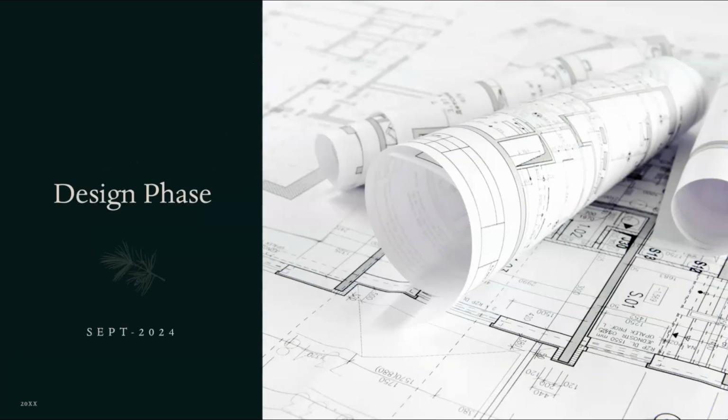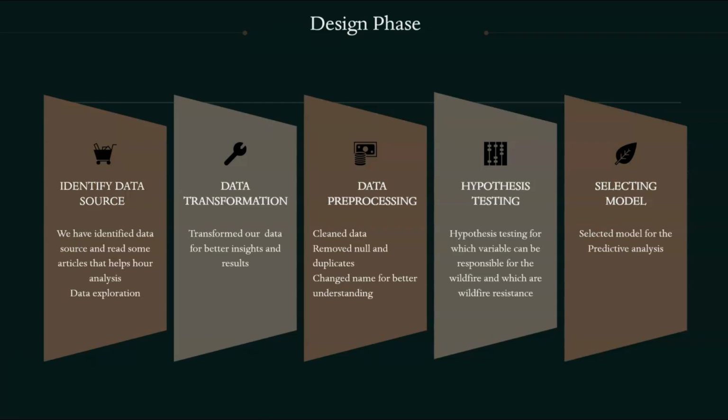Next slide, please. So now we are moving forward to the design phase. Next slide, please. We divide the design phase into 5 phases: identify data resources, data transformation, data pre-processing, hypothesis testing, and selecting modeling. As I mentioned a moment ago, we find our data, and we try to find data that helps us achieve the best result.